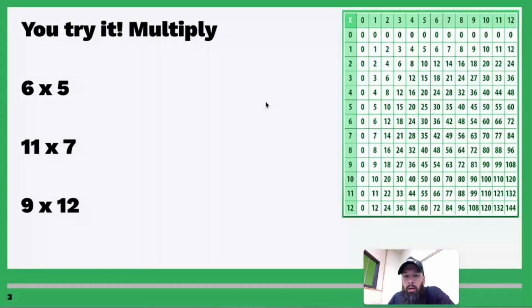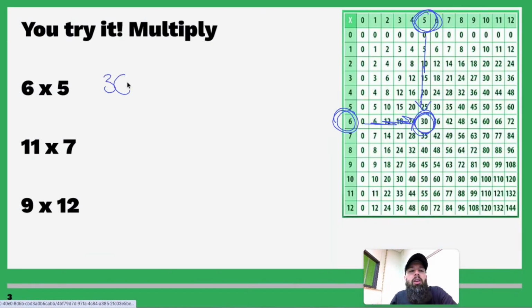So 6 times 5, oh boy, 6 times 5. Got a little choked up there. I get so excited about math. So pick 6 on one of them, great. Pick 5 on the other one, great. Line those up. 6 times 5 is 30.